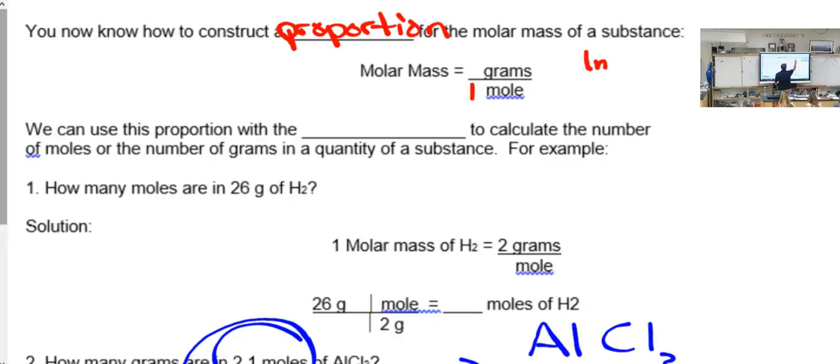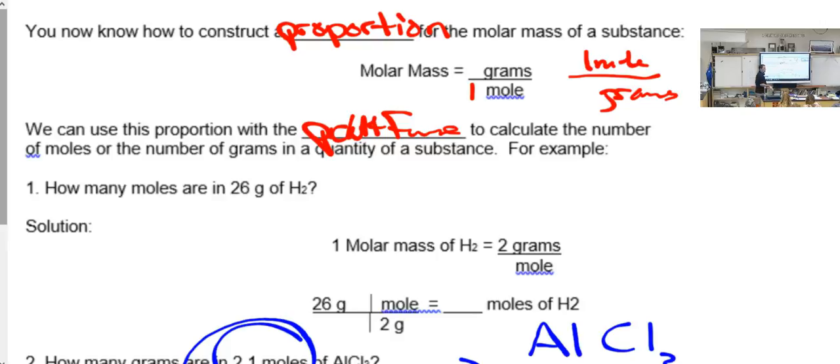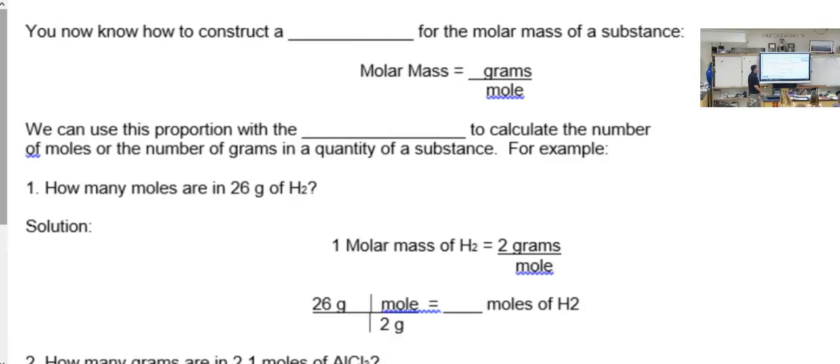Now it could be 1 mole per gram. We can flip it over if we need to solve a problem. Now we can use this proportion with the picket fence to calculate the number of moles or the number of grams in a quantity of a substance. It's extremely simple if you'll just set it up the way I want you to set it up every time. At first, it might seem weird or hard or tedious, but it's worth it, I promise.